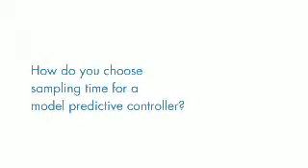What I usually do, I look at the open loop step response of the system, the open loop process, and try to fit 10 to 20 samples within the rise time. That's a good starting point for choosing the sampling time. And with MPC, you can actually tolerate larger sampling times than you do with other techniques due to the embedded open loop prediction capabilities of the controller.